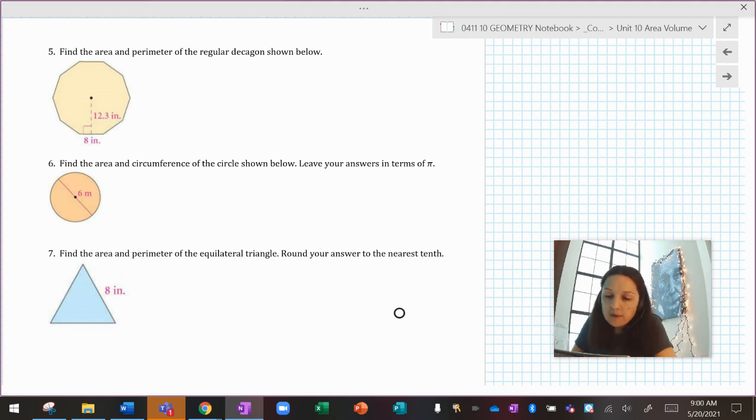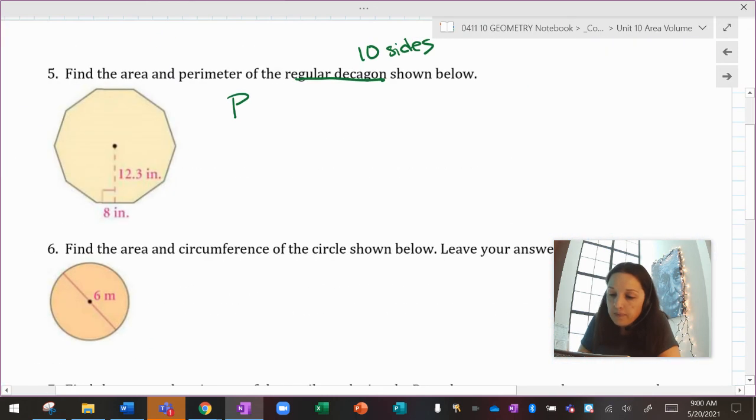So it says find the area and perimeter of the regular decagon shown below. Okay, so this is one of those regular polygon things. Decagon, deca, oh, that means it has 10 sides. So if I want the perimeter, I can just do 8 times 10. So this is 80 inches for my perimeter.